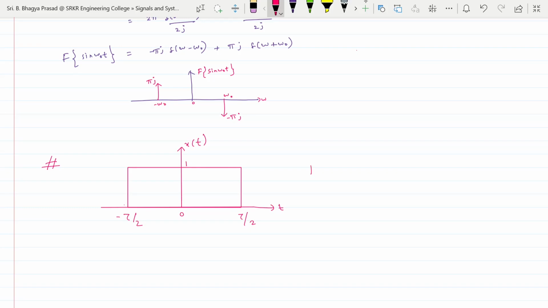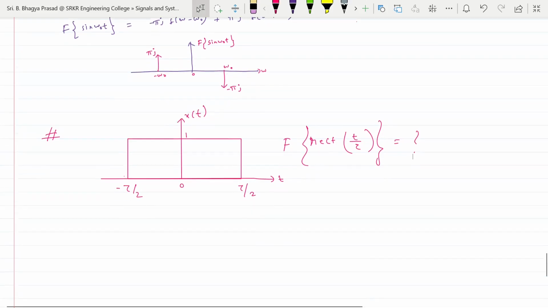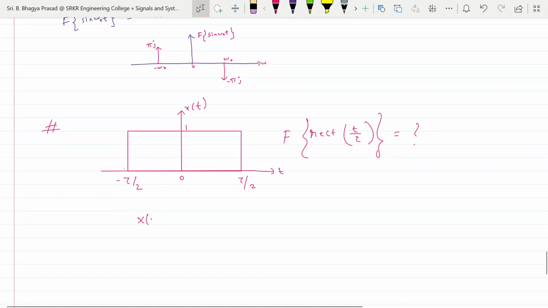So I will represent the signal as the rectangle function of t by tau. Okay, so let us find out the Fourier transform of this function. As you all know, the Fourier transform expression is X of omega equal to the integral from minus infinity to infinity of x of t e power minus j omega t dt.